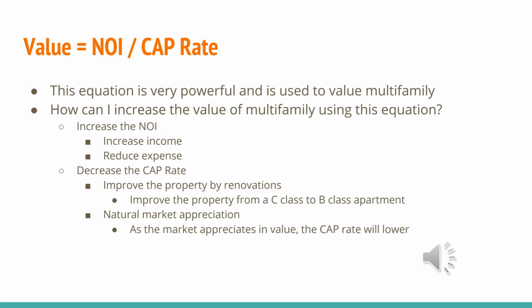And next, you can decrease the cap rate. This is done by improving the property through renovations. For example, you can improve a property from a C class to a B class apartment complex. If you follow the right renovations, you can emulate what the B class apartments offer. And once you do that, it can help you lower from a C class cap rate, which may be higher, and lower it to a B class cap rate.